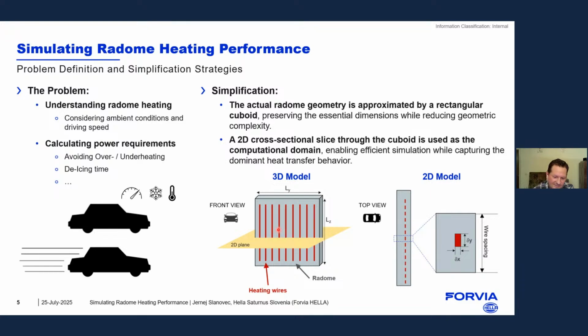So this is the main reason why we wanted to develop a tool that would give us more insights into what's going on. How we set up our reasoning: we simplified the actual radome, approximated it by a rectangle or a cuboid. Then we took a 2D plane, made a slice over this simplified geometry, and what we're left with is this 2D model, which, just by looking at it, is really nicely suited for further analysis in Wolfram Mathematica.